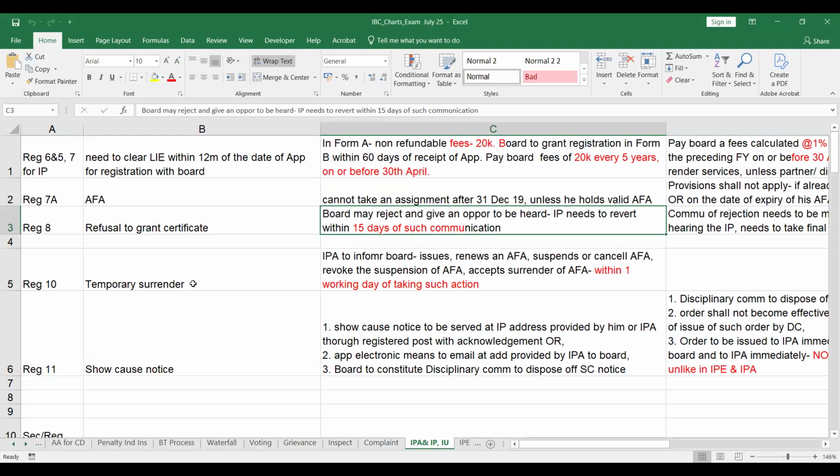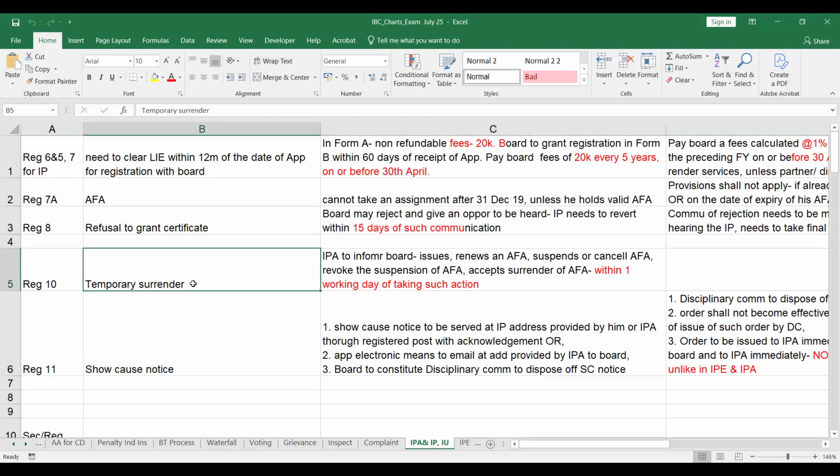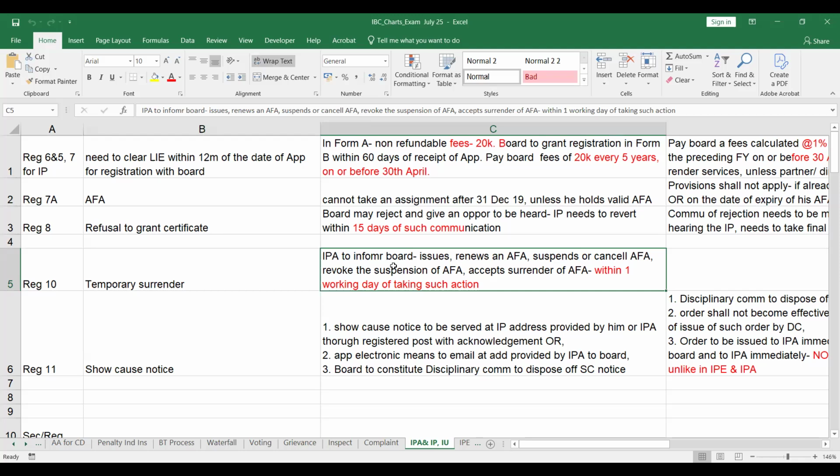There is a provision for temporary surrender also as per regulation 10, and it says that the IPA will inform the board whenever it issues an AFA, whenever it renews an AFA, whenever it suspends or cancels an AFA, and whenever it revokes the suspension of an AFA, except surrender of AFA, within 1 working day of taking such action. So basically, as I told you, there are two things.